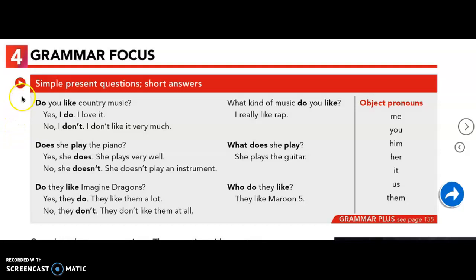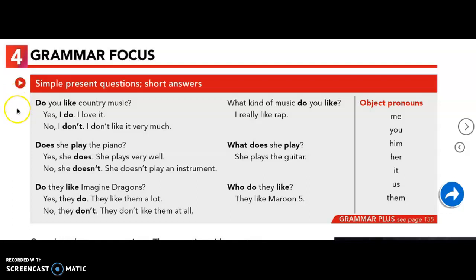Welcome back. This is a video that explains simple present questions and short answers, as well as object pronouns, which is a part of Unit 4 from the course Sharing Information and Ideas. It is a little bit confusing, that's why I'm going to explain it separately.